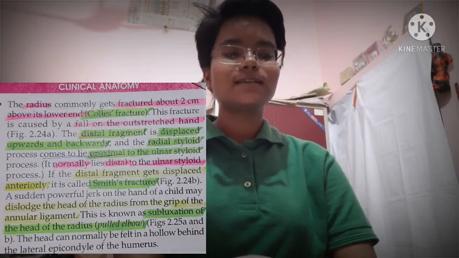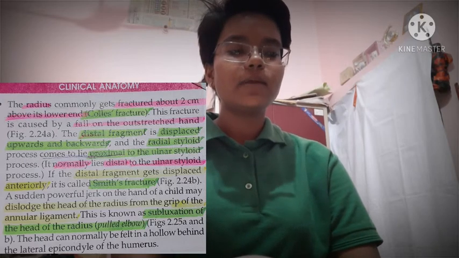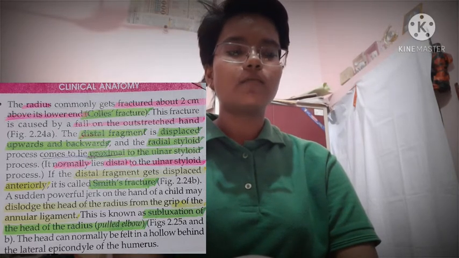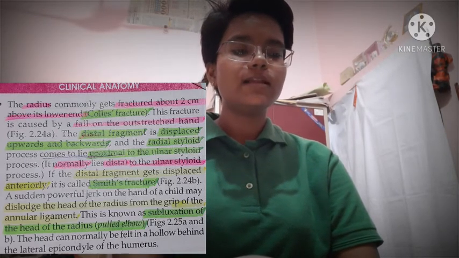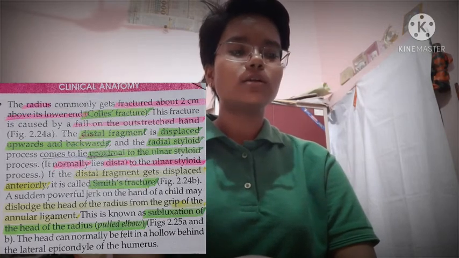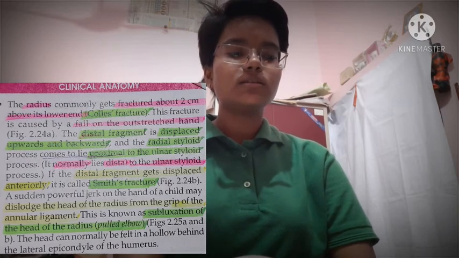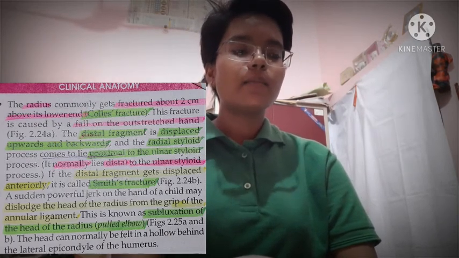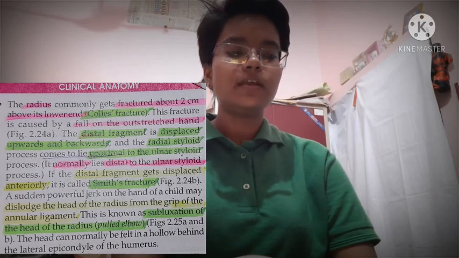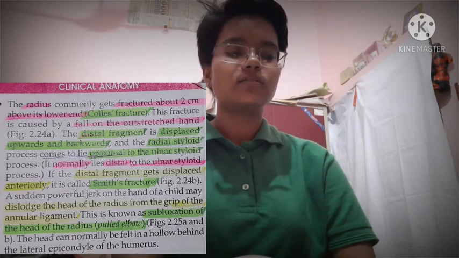The radius commonly gets fractured about 2 cm above its lower end, called Colles fracture. This fracture is caused by a fall on the outstretched hand. The distal fragment is displaced upward and backwards, and the radial styloid process comes to lie proximal to the ulnar styloid process. It normally lies distal to the ulnar styloid process. If the distal fragment gets displaced anteriorly, it is called Smith's fracture.